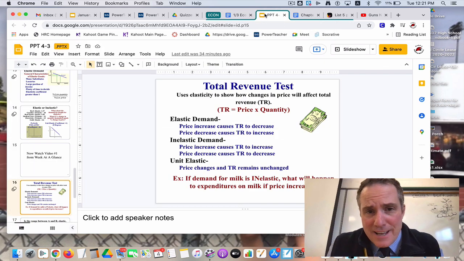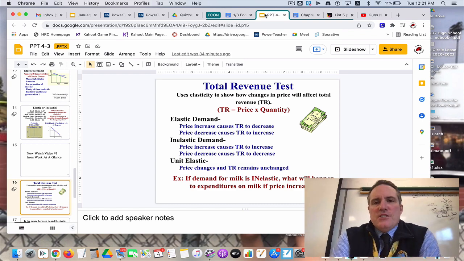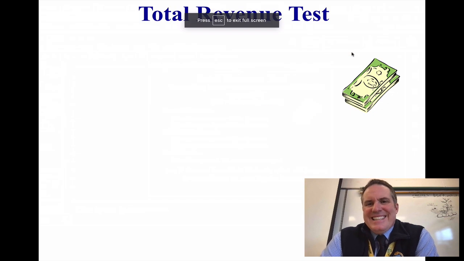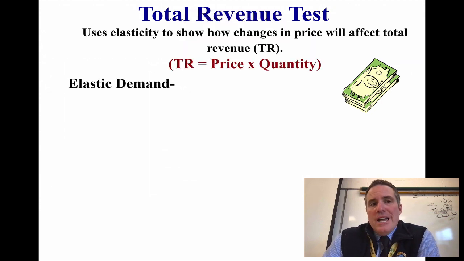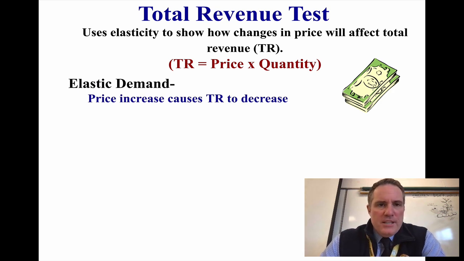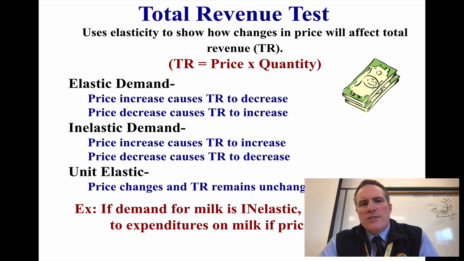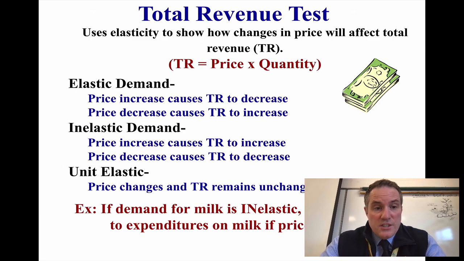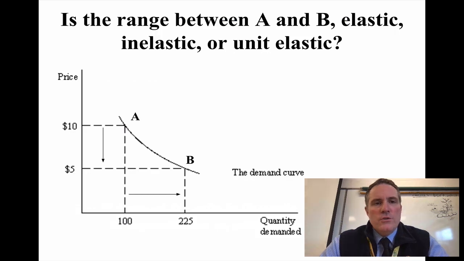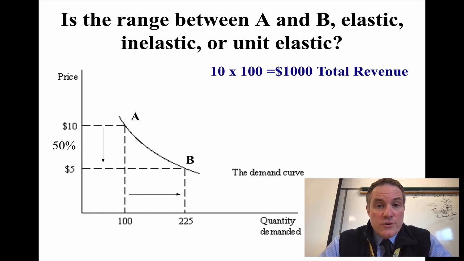Welcome back, everybody. All right, so when we look at the total revenue test, we're looking at the elasticity of demand, but also the total revenue test. So what I want you to do is turn to your textbook and read in chapter 4, section 3, about the total revenue test. There's a number of different questions in your note guide that I want you to fill out. You can pause this video and see some of these notes right here, get this information down, and it will assist you in your note guide, okay?